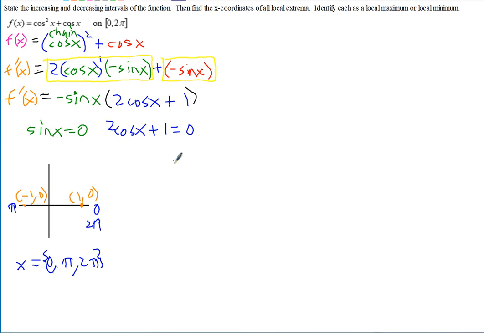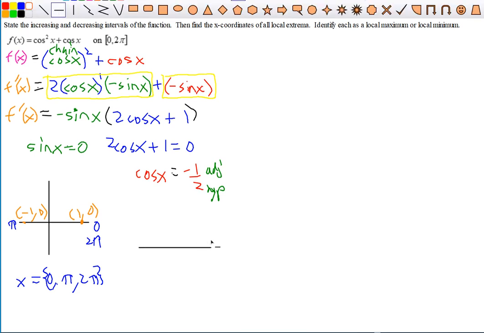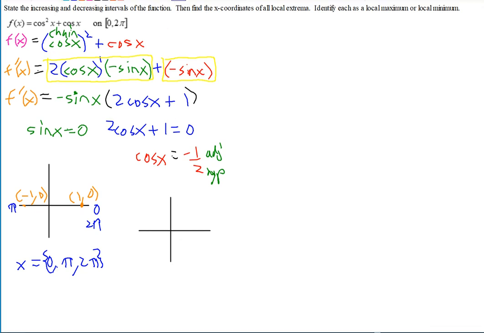And then to solve this one, we've just got to isolate the cosine. So subtract the 1 and divide by 2. So we're looking for where cosine is negative 1/2. And to figure this one out, this one we do draw a triangle. Remember SOHCAHTOA: cosine is the adjacent over the hypotenuse. So we have to draw our triangles here, where the adjacent would be negative 1 and the hypotenuse would be 2. So between 0 and 2 pi.